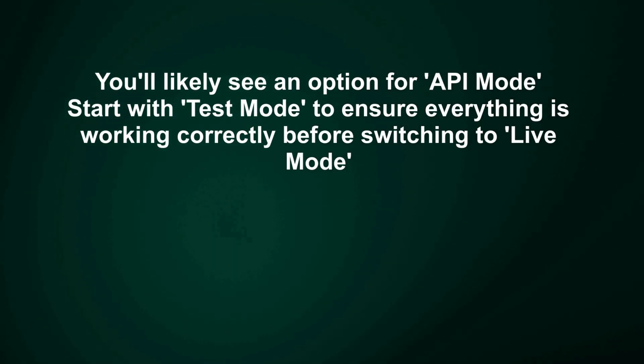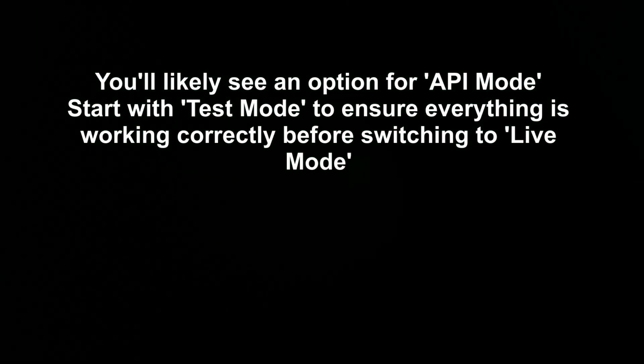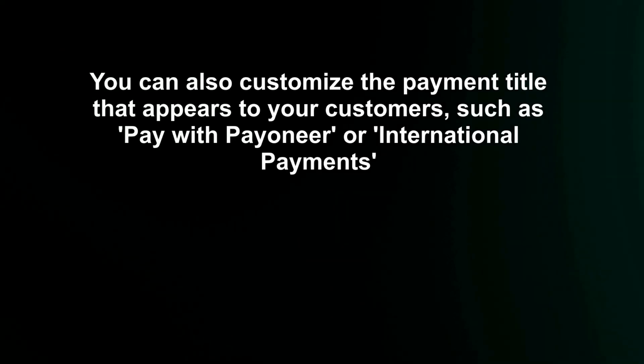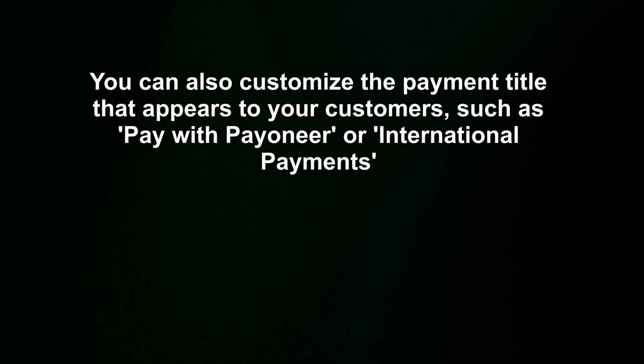You'll likely see an option for API mode. Start with test mode to ensure everything is working correctly before switching to live mode. You can also customize the payment title that appears to your customers, such as Pay with Payoneer or International Payments.